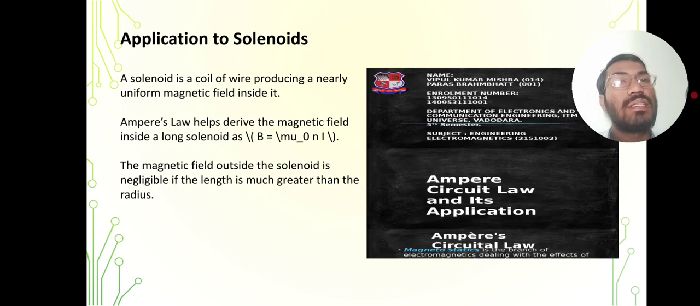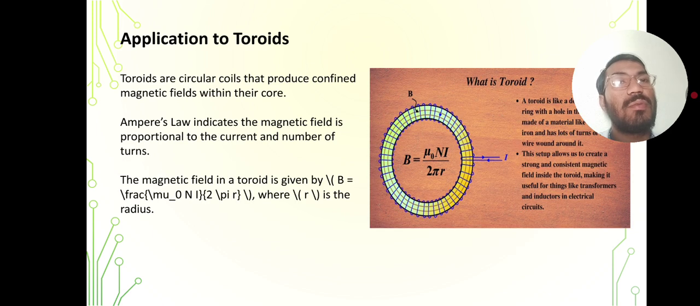Application: solenoid. A solenoid is a coiled wire producing a nearly uniform magnetic field inside. Ampere's law helps in finding the magnetic field inside a long solenoid. B is equal to mu naught n I, while the magnetic field outside the solenoid is negligible when the length is much greater than the radius. Application: toroids. Toroids have a circular path and a considerable magnetic field within their core. Ampere's law indicates the magnetic field is proportional to the current and the number of turns. The magnetic field of the toroid is B equal to mu naught N I by 2 pi r, where r is the radius.